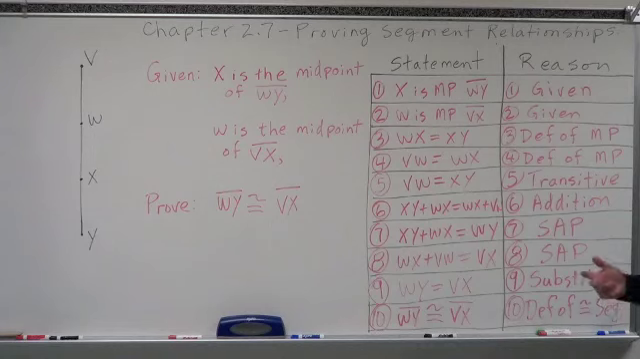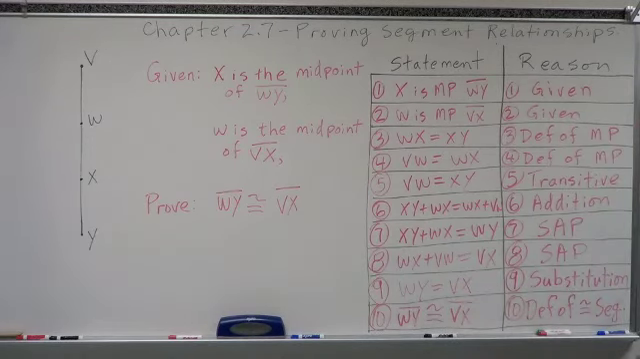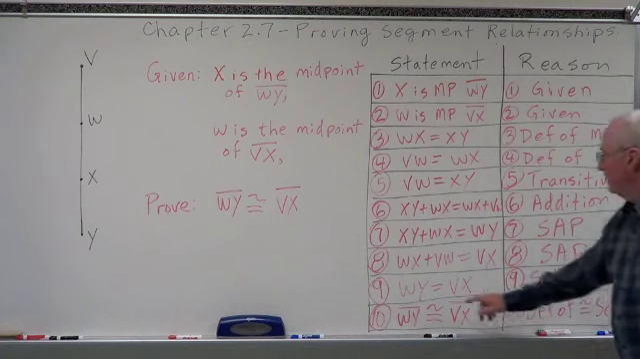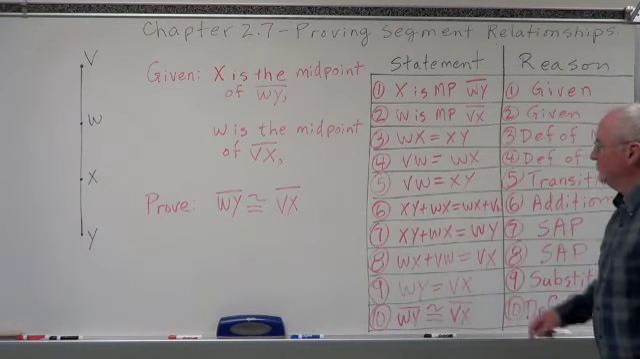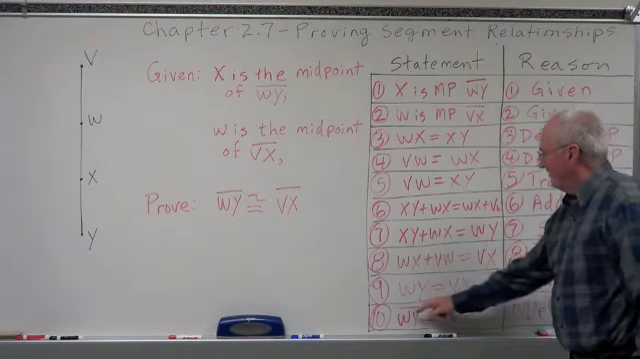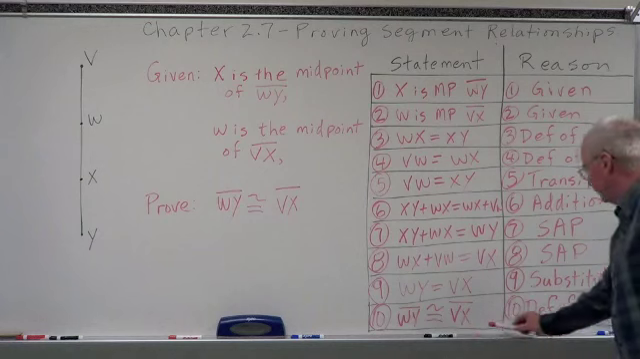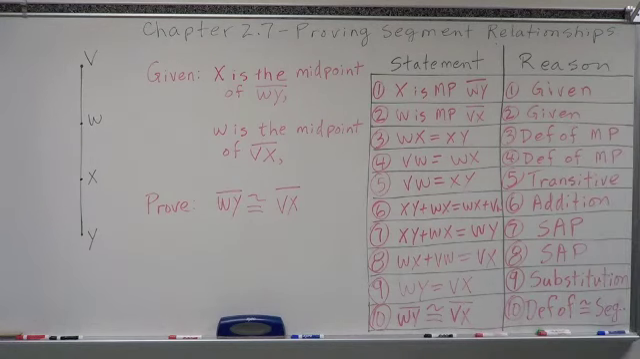Well, these two are equal to each other, and because they're equal to each other, anything they're equal to is equal. So simply by the substitution, we know that WY is equal to VX. Therefore, if they're equal, then those segments are congruent by definition of congruent segments. Okay? That's how you use this stuff to prove segment relationships. Welcome to geometry.